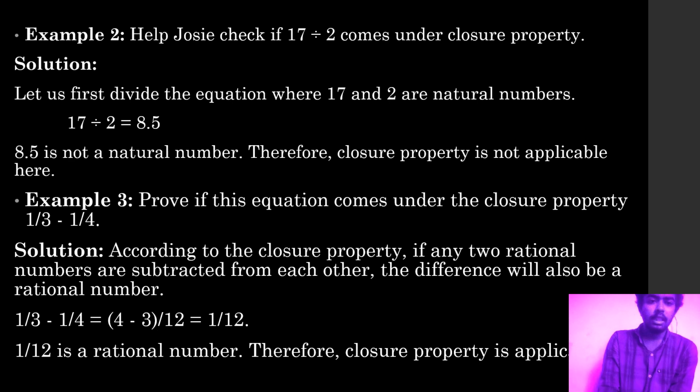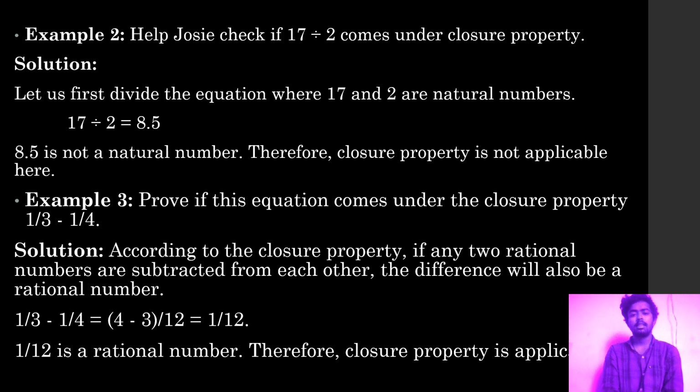Example 2. Help Josie check if 17 divided by 2 comes under closure property. Solution: let us first divide, where 17 and 2 are natural numbers. 17 divided by 2 equals 8.5. 8.5 is not a natural number. Therefore, closure property is not applicable here.